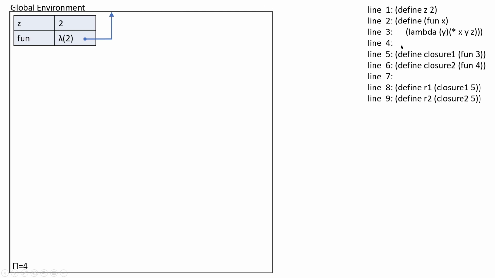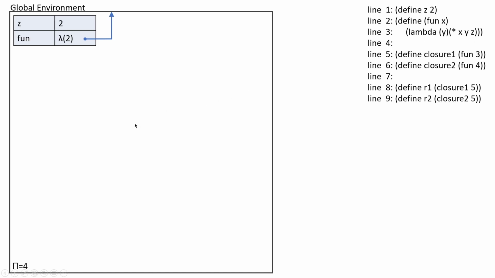Now we're on line 4, which comes after fun. So the next thing is 5 here, which says define closure 1 as the result of running fun on the value 3. So if I call fun 3, 3 goes into x throughout the body of this function, but you can see the body of this function is just a lambda.